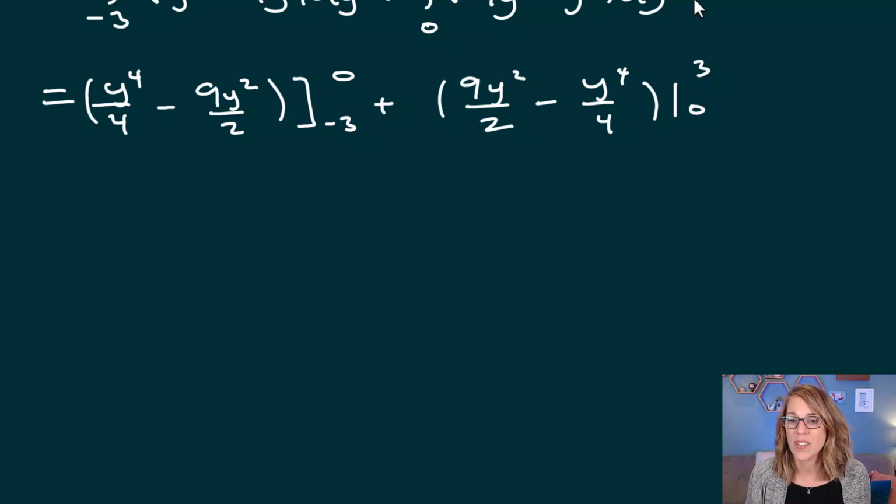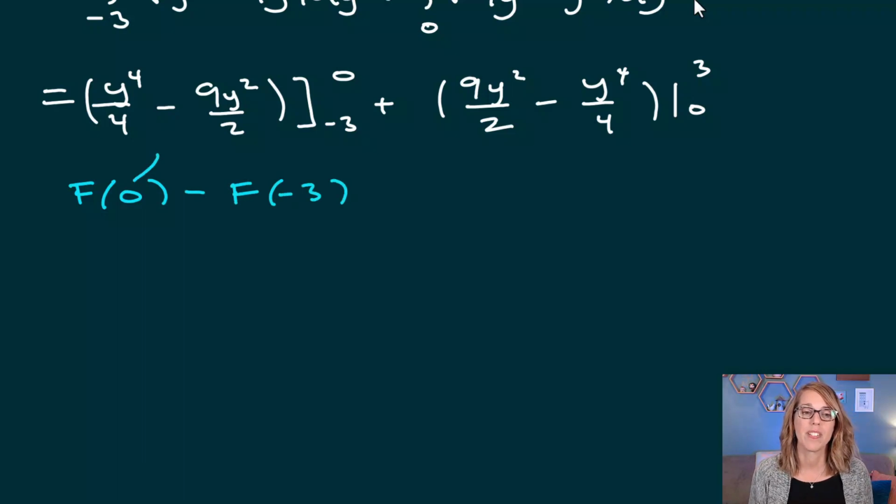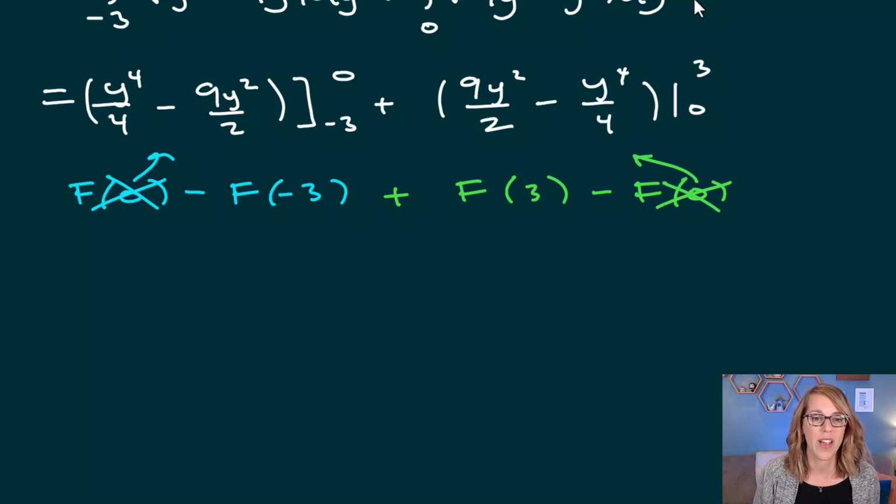Now, both of these antiderivatives that I need to evaluate have y's in all the terms. So when I use the fundamental theorem of calculus, that's going to give me F, my antiderivative, evaluated at 0, minus the antiderivative evaluated at -3. When I put 0 in, I end up with just a 0, so this goes away. Similarly, I've got over here plus the antiderivative evaluated at 3 minus the antiderivative evaluated at 0. When I put 0 in, again, y is in every term, so this is going to go away.